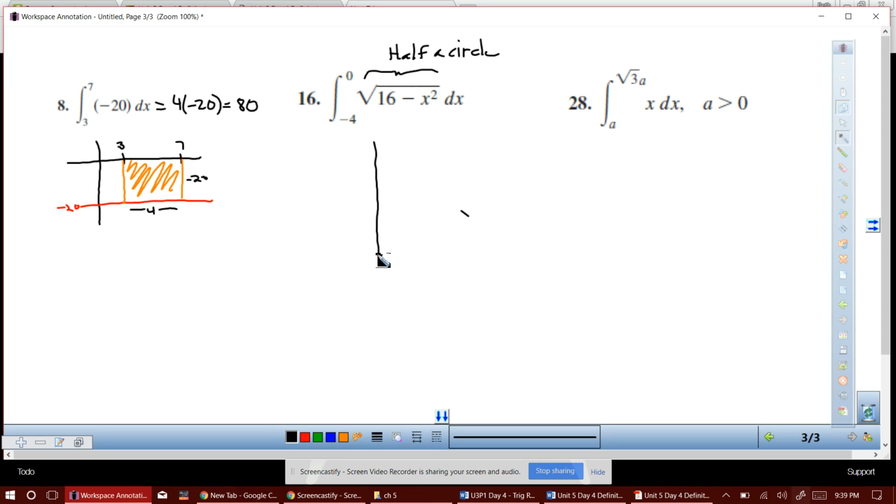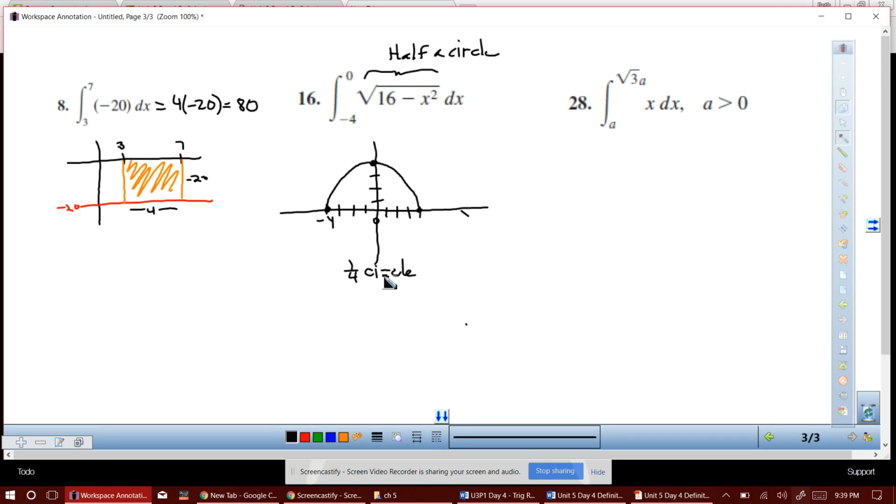So as I go to sketch this, I know that it would have a radius of 4. 1, 2, 3, 4. And again, it's just the top half of my circle. Right? So they've got me doing the integral from -4 to 0. So that really is only 1/4 of a circle.